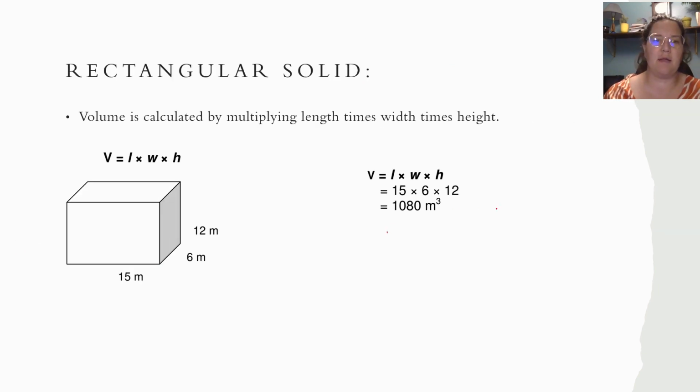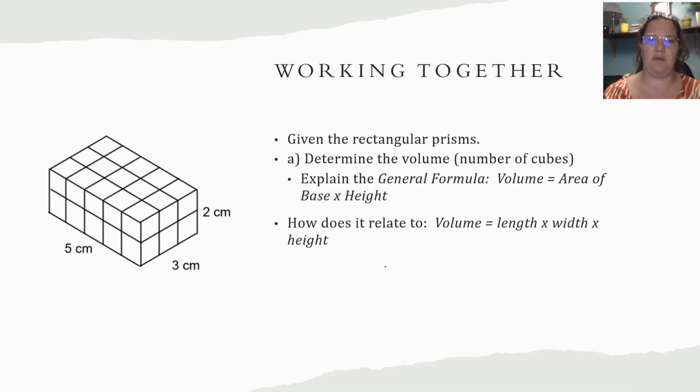So our volume is calculated by multiplying the length times the width times the height. In a rectangular or square prism, this is going to be the base, the depth, and the height. So you can put them in any order. 15 times 6 times 12 gives us 180 meters cubed. Again, put that right into your calculator.